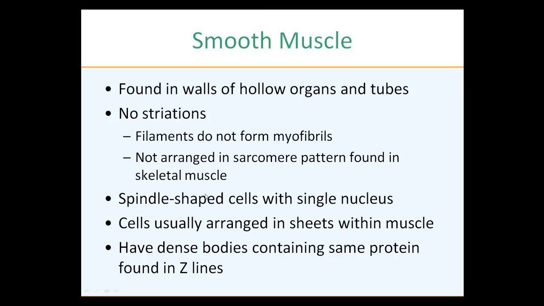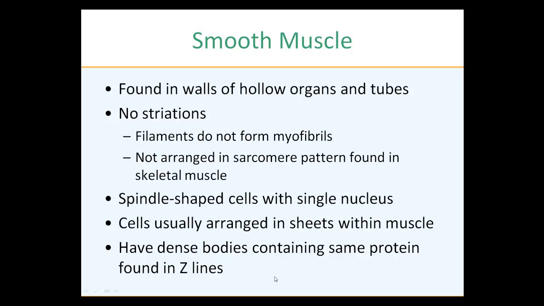Now, they're spindle shaped, as you saw in the previous slide. And the cells are generally arranged in sheets within the muscle. Those sheets can be circular sheets, and therefore they can reduce the diameter of that tube to the level that they can actually close down the tube if they act as sphincters, or they are arranged in longitudinal sheets, and that we see mainly in hollow tubes like in the intestine and in the fallopian tube, where they can aid in what we call the peristaltic movement.